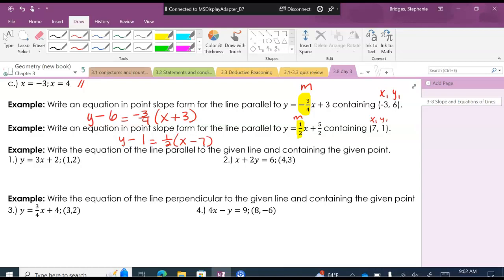So number 1, in the next example, it says write the equation of the line parallel to the given line and containing the given point. You should be able to do number 1. We'll have to talk about 2, but go ahead and do number 1. Exactly the same way you just did the previous 2 questions. Determine what slope you want to use. And then use that ordered pair as your x1 and y1.